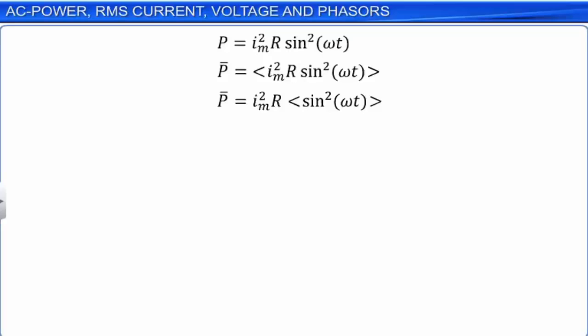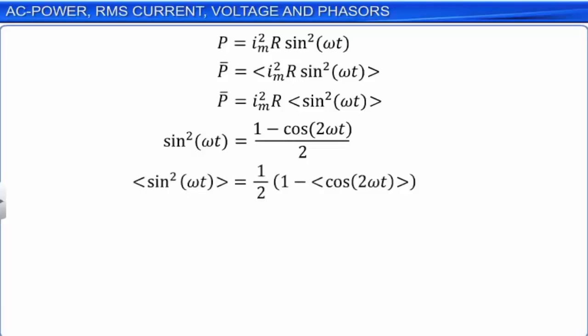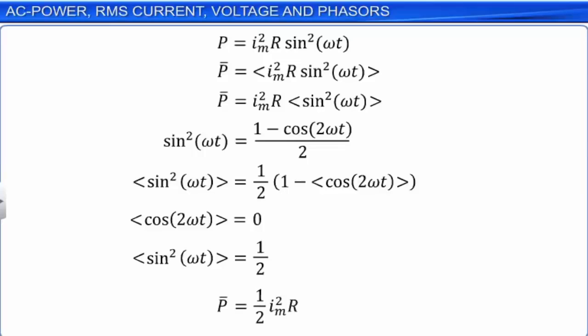For this purpose, we will use the trigonometric identity. Sin square omega t is equal to half of 1 minus cos 2 omega t. Therefore, the average of the required expression is given as shown. However, the average value of cos 2 omega t over a complete cycle is 0. This makes the average of the sin square omega t over a cycle as half. Therefore, the average power dissipated over a cycle is half of Im square R.